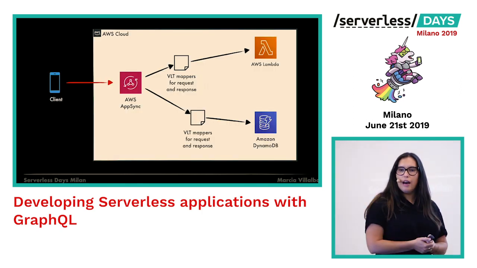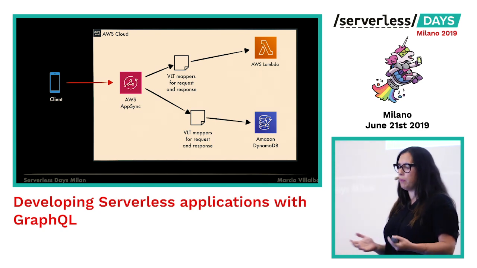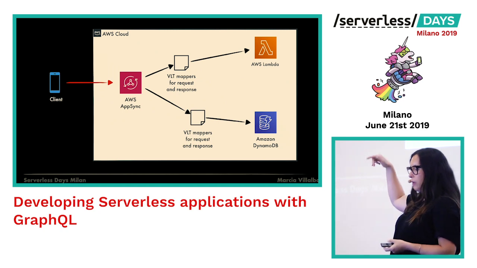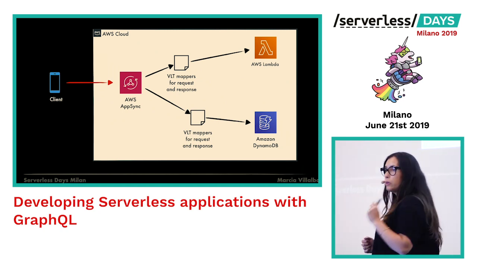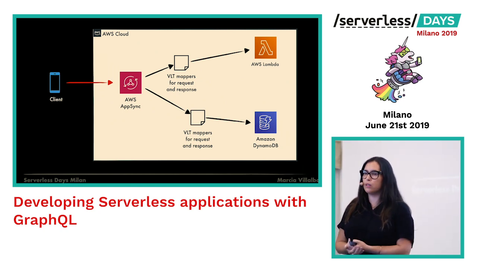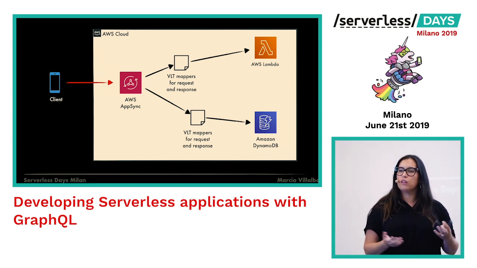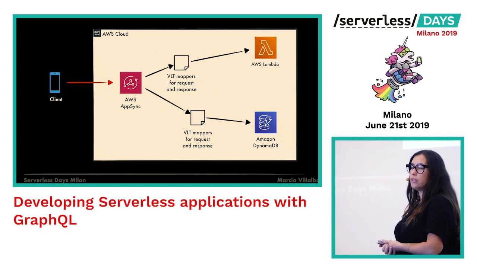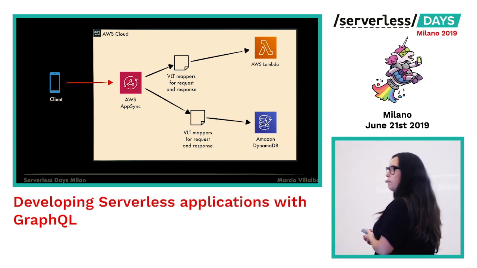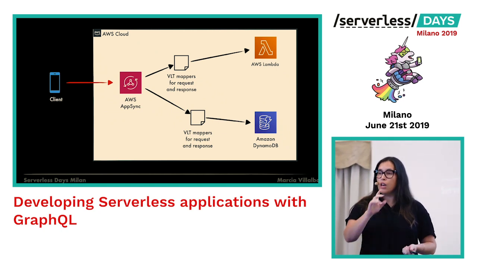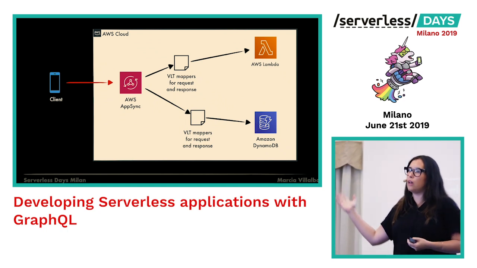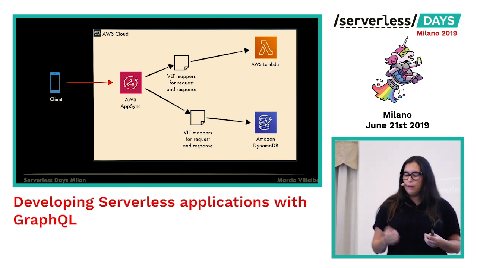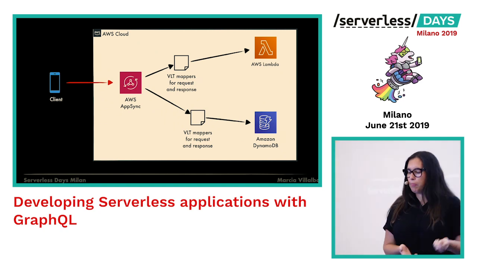So this is an architectural diagram of a very simple AppSync scenario. We have the client, it connects to AppSync, and then we have this VTL, which stands for Velocity Template Language. Those are resolvers. Because we are using a managed service, we cannot decide in which language this is going to be written. AWS decided that it's going to be Velocity Template Language for writing these resolvers. So you need to write a resolver for the request and a resolver for the response. And we have two data sources in this schema, one for Lambda and one for Dynamo.